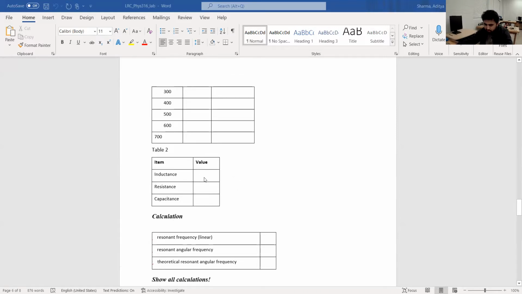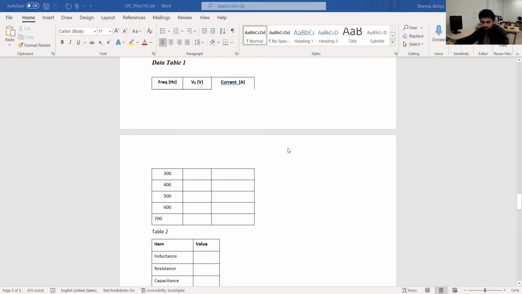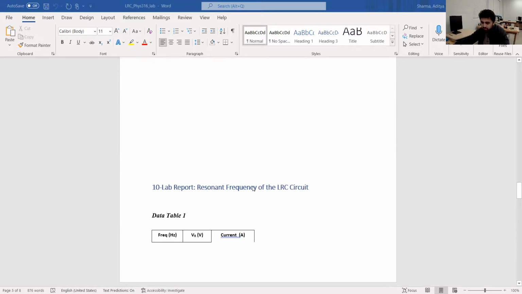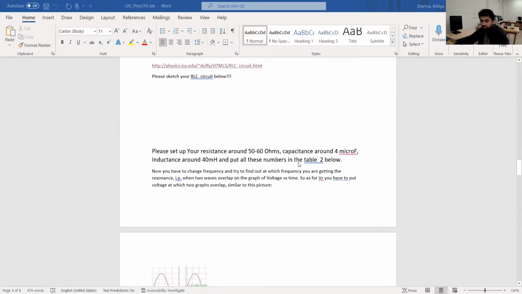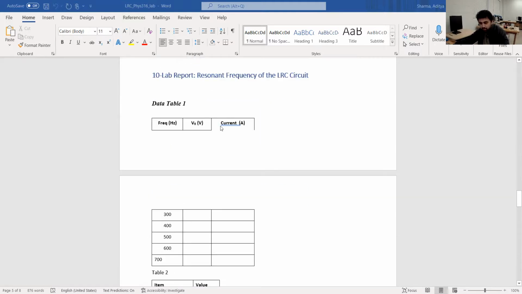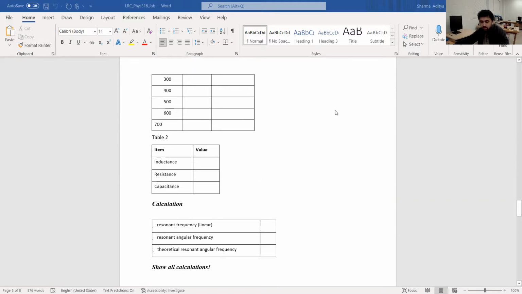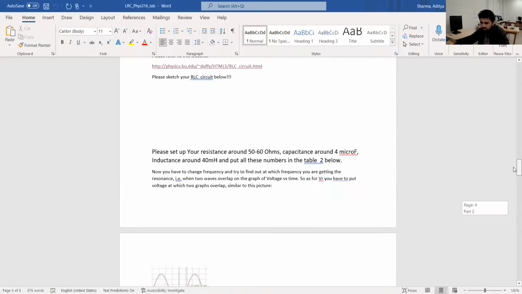Yeah, it's not exactly very clear what you do with table 2. And it says inductance, resistance, and capacitance. I think that is at the resonant frequency. I can only assume this is at the resonant frequency. So yeah, try these different values, 3, 4, 5, 6, 700 hertz at these values of resistance, capacitance, and inductance. Write down whatever the voltage and currents are. Then one of these will be the resonant frequency. Then you find out inductance, resistance, and capacitance, which you had already set.